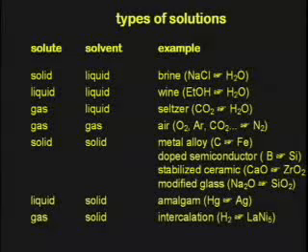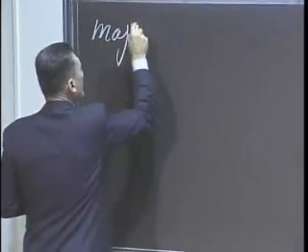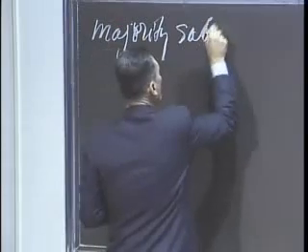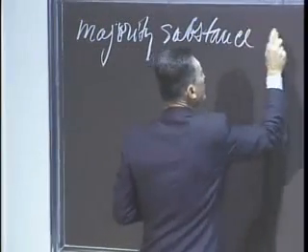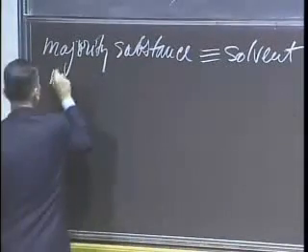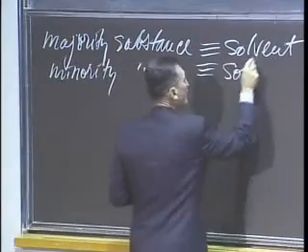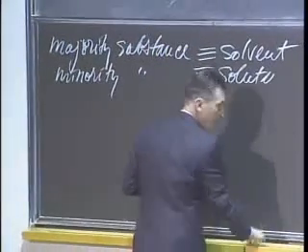So let's get on to the handout. On the one side, we've got the types of solutions, so I'll just quickly go through and get these definitions under our belts. A solution consists of at least two substances. The majority substance is termed the solvent, and then the minority substance, and there can be more than one, is the solute. So you can have a plurality of solutes, but you have one solvent.